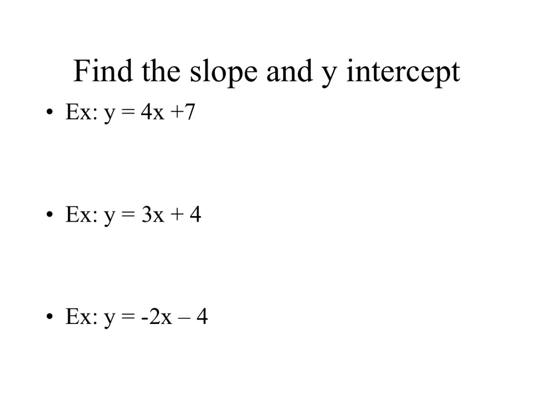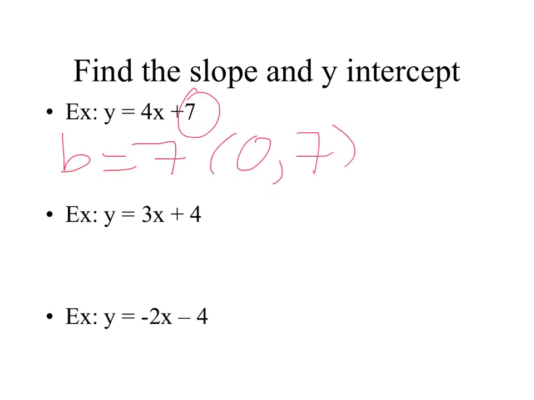Okay, so let's look at the first equation. b is going to be 7, which means that our y-intercept is the point (0, 7). The slope is the value 4.